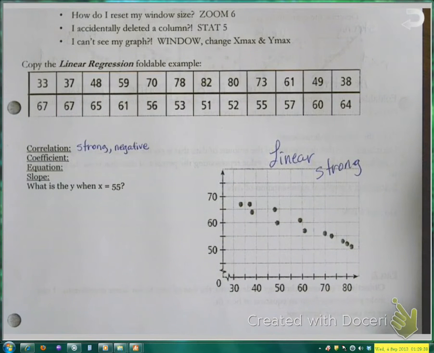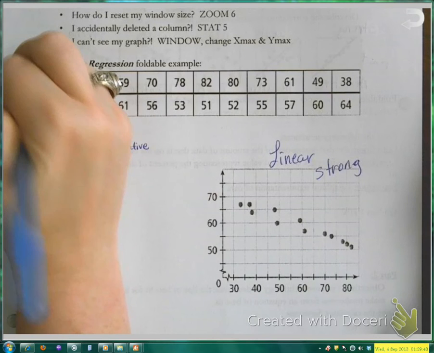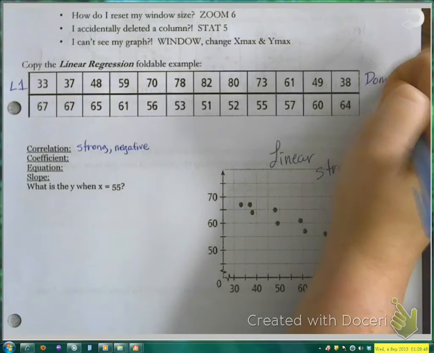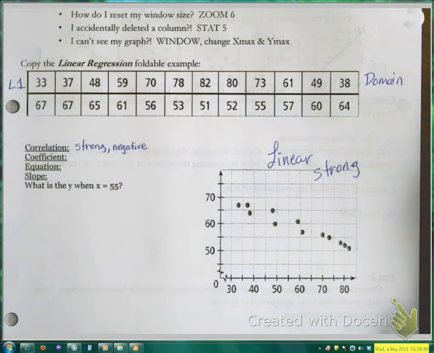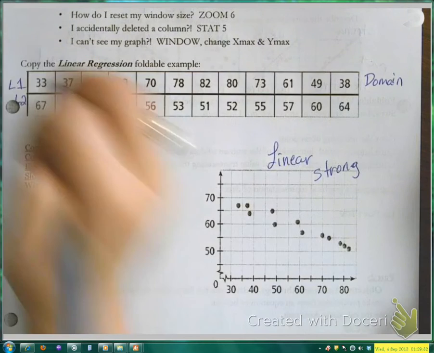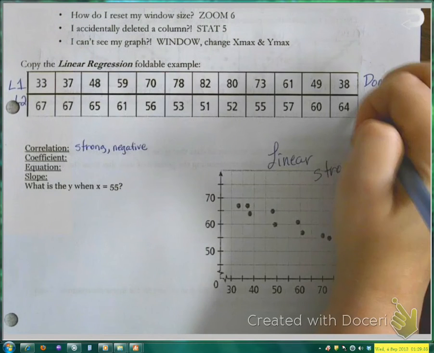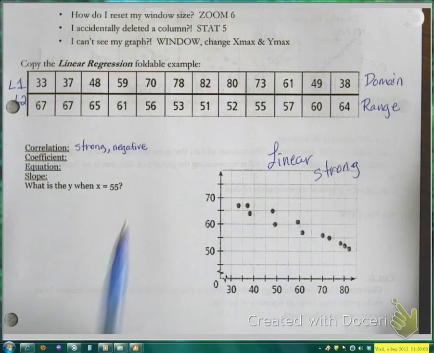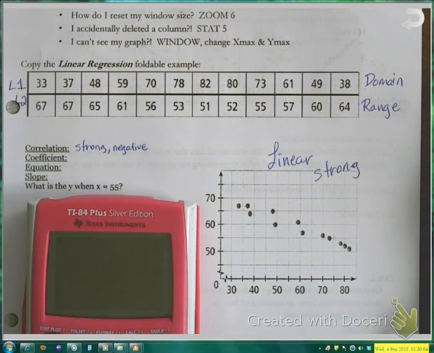Now something else we need to know about the data is that the first line is my L1 values, which is also my domain, or my x's. The second line is my L2 values that I'm going to enter into the calculator. Those correspond to the range. Okay, so now we have all these beautiful numbers that we are going to plug into our calculator. So we're going to go to the stat menu. We're going to hit the edit function so that we can enter all this data into our calculator.